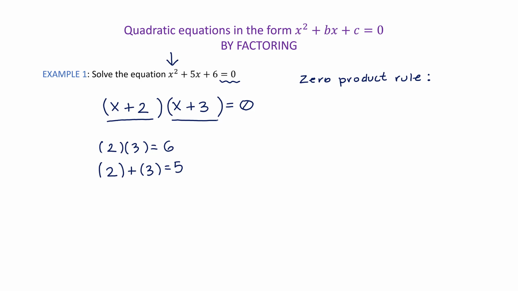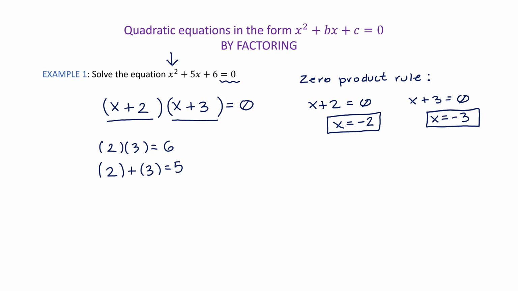So applying the zero product rule to this problem, we have to equalize to 0 each parenthesis. And we start with the first one, x plus 2. X plus 2 equals 0. Then we clear x. X equals minus 2. This is our first result. And we continue by doing the same with the second parenthesis. X plus 3 is 0. Therefore, x equals minus 3. And this is our second solution to the problem.